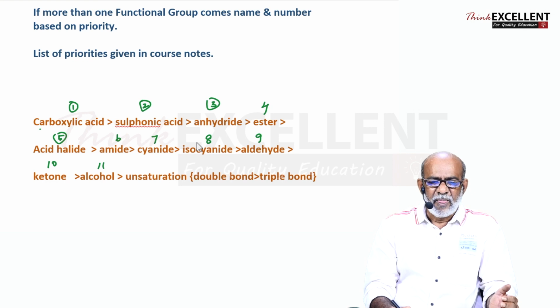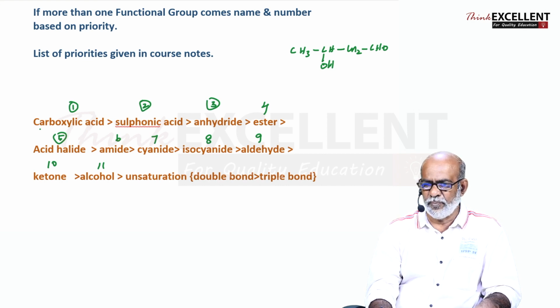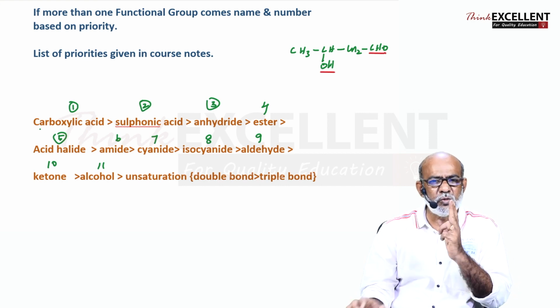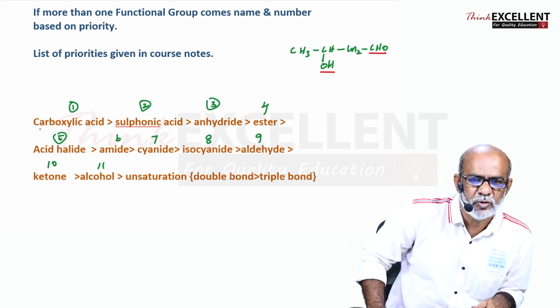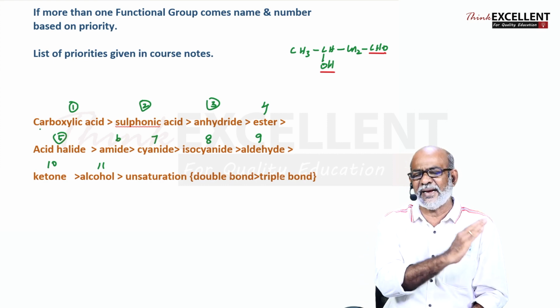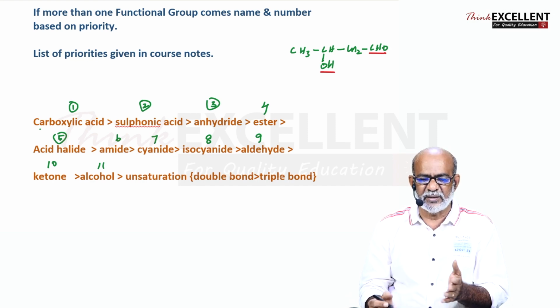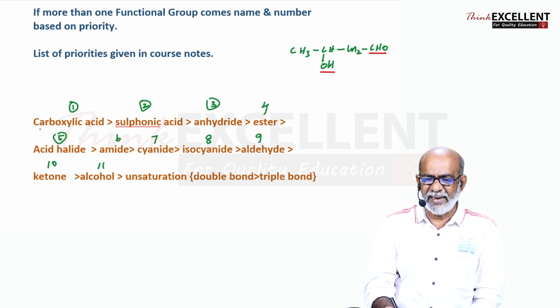Okay, see, suppose I take one example: CH3, CH, OH, CH2, CHO. Here you see, the aldehyde is one functional group and the alcohol is another functional group. Here two functional groups are present. So first you have to find which comes as prefix and which comes as suffix. Out of the two functional groups, one is taken as prefix, the other as suffix. Here you see the order. That's why you have to learn this order by heart. Here the aldehyde is in the 9th position and the alcohol is in the 11th position.